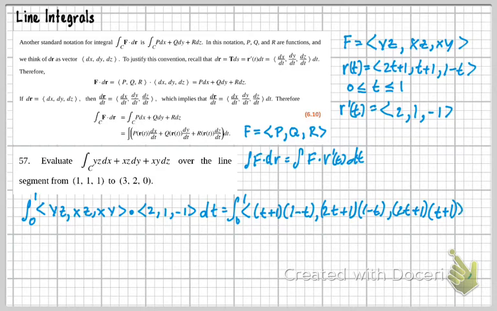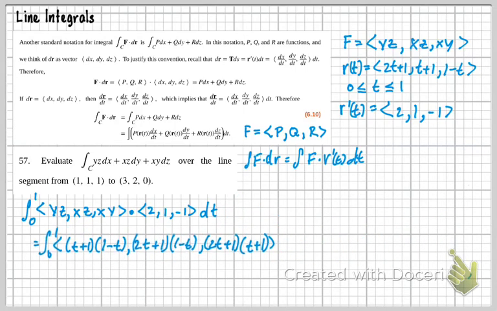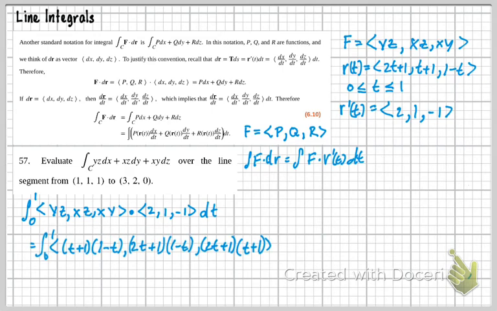I ran out of room, so I'm going to have to move it. So I'm going to take this, I'm going to move it down here. Definitely a lot more room for this. All right, so then it's going to be dotted with 2, 1, negative 1 dt. All right, so there's our setup.